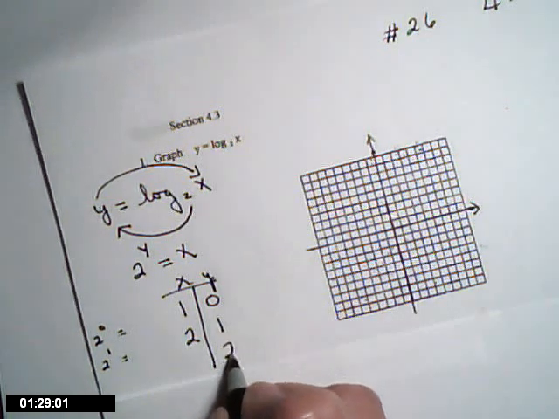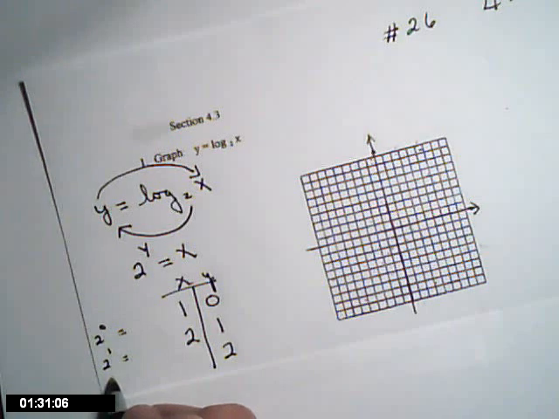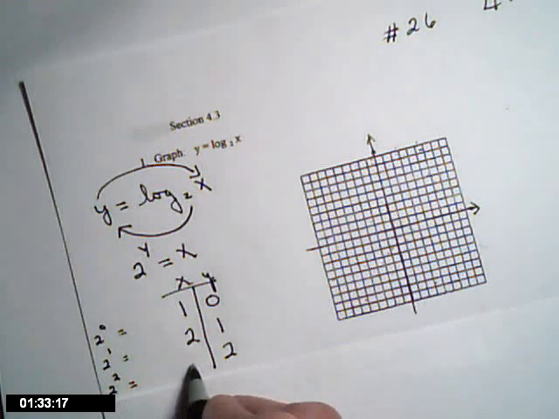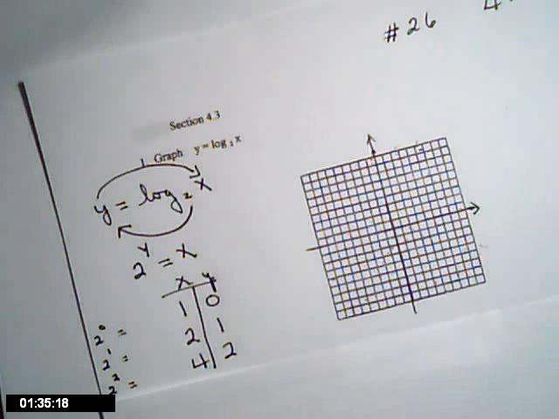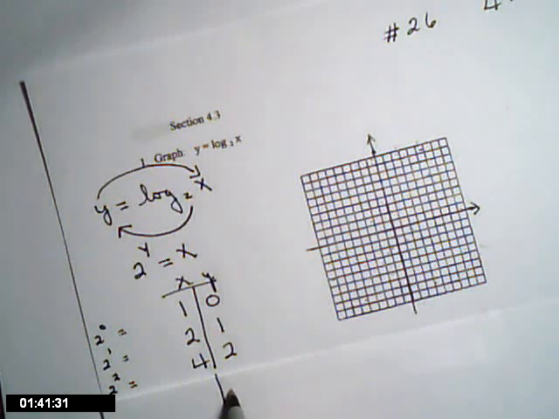We'll go another. Let's go 2. That would be 2 to the second power, which is equal to 4. Now you're going to get as many of these numbers as it takes for you to recognize the shape. We'll go with a negative. Let's try -1. That would be 2 to the -1.